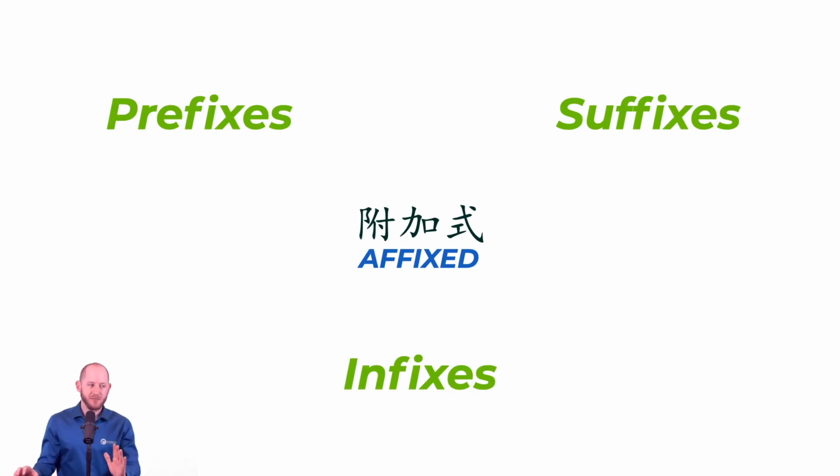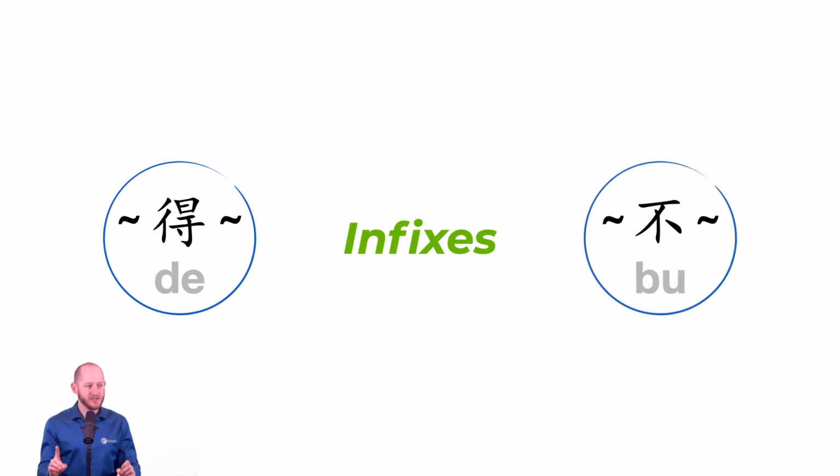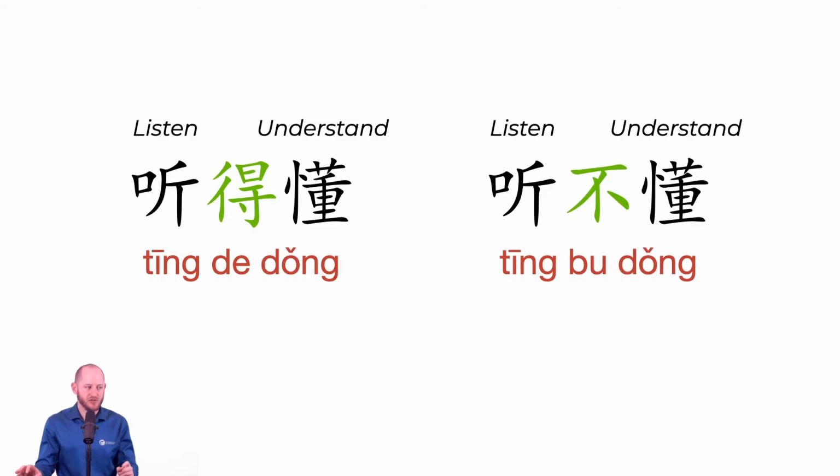So now we've talked about the prefixes. Let's talk about the infixes. Now, infixes are just limited to these two characters, 得 and 不. Now, they effectively change a verb result construction. So we talked before about verb result words, where the first character is a verb, like 听, and the second character is a result, like 懂. So 听 means listen, 懂 means understand, so 听懂 means I understood, or I understand what I've heard, right? So it's specifically related to hearing.